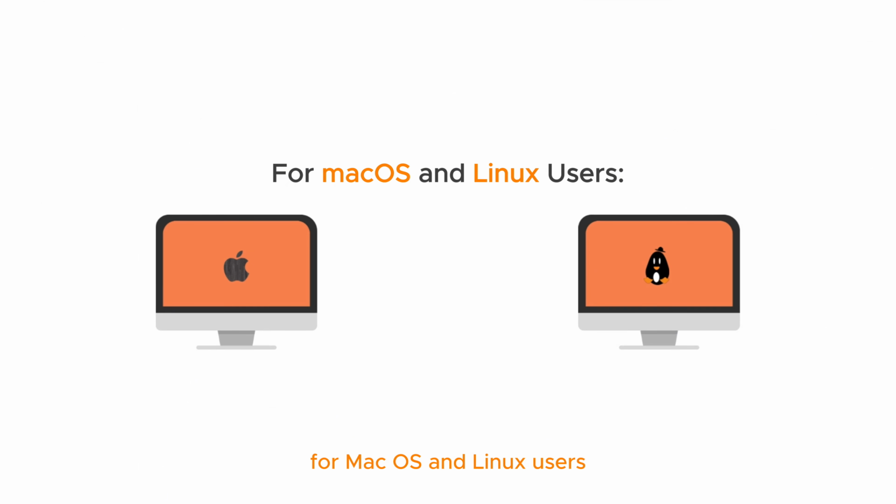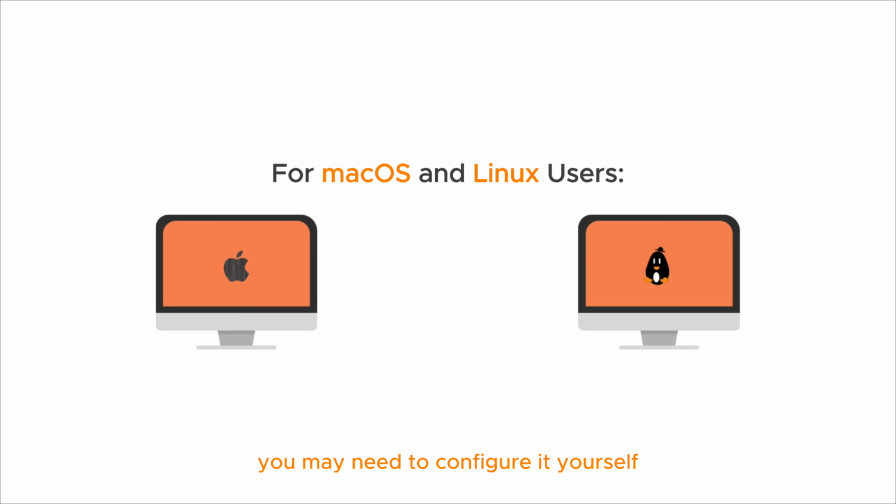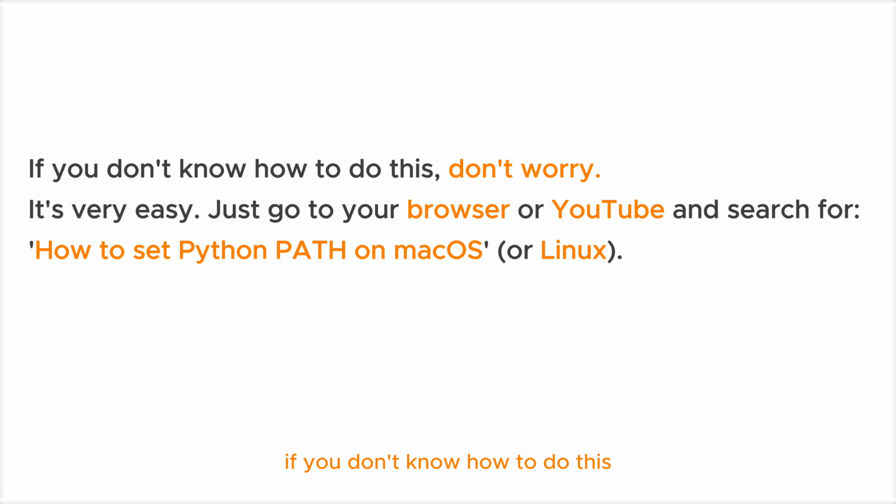For Mac OS and Linux users, the installer for Mac and Linux usually sets up the path correctly for you. However, if for some reason it doesn't, you may need to configure it yourself through the terminal. If you don't know how to do this, don't worry. It's very easy. Just go to your browser or YouTube and search for how to set Python path on Mac OS or Linux. You will find many simple step-by-step guides.